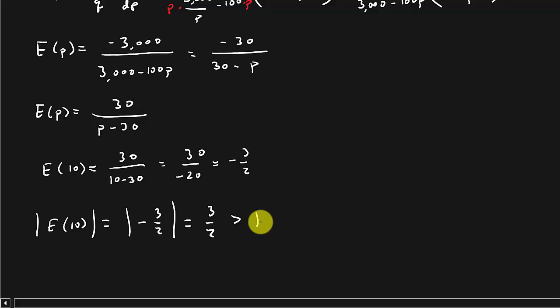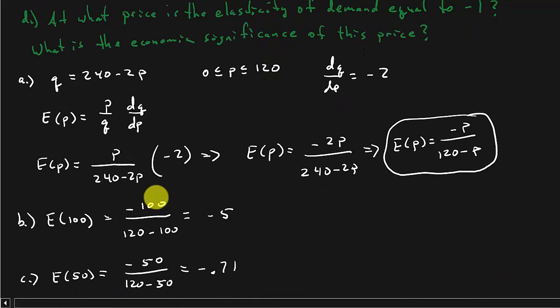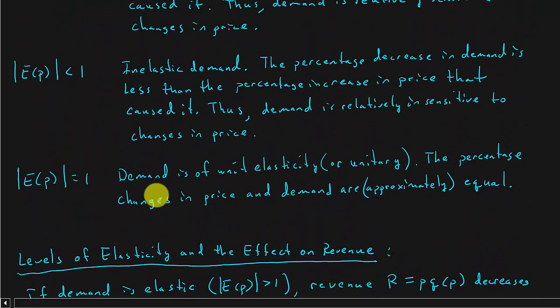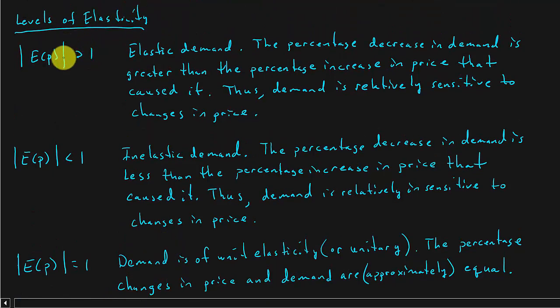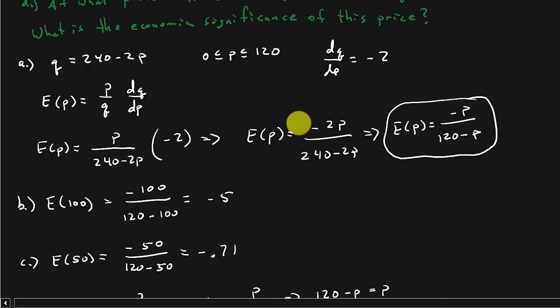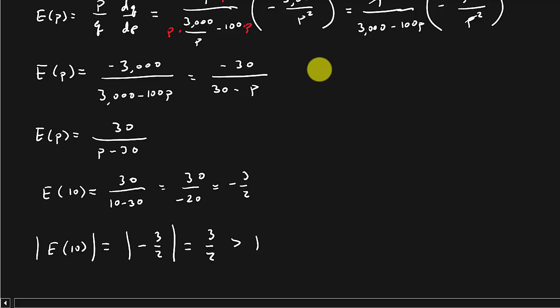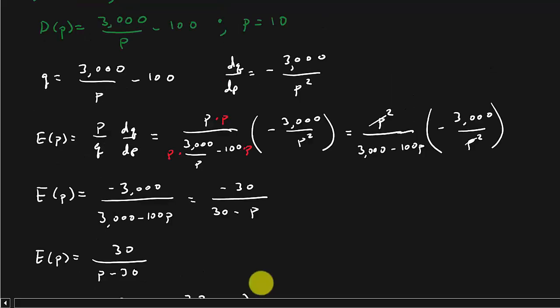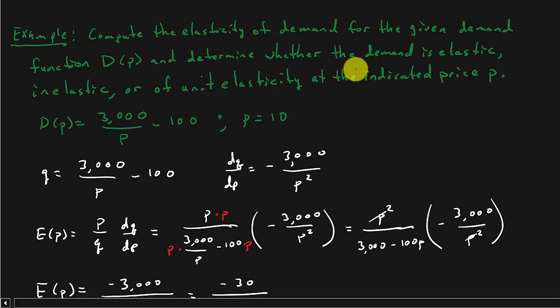Okay? So what does that mean? If I take the absolute value and evaluate it, and I got a value larger than 1, that means it's elastic demand. So this is elastic. And that's all they were asking you to do there. Determine whether the demand is elastic, inelastic, or of unit elasticity.